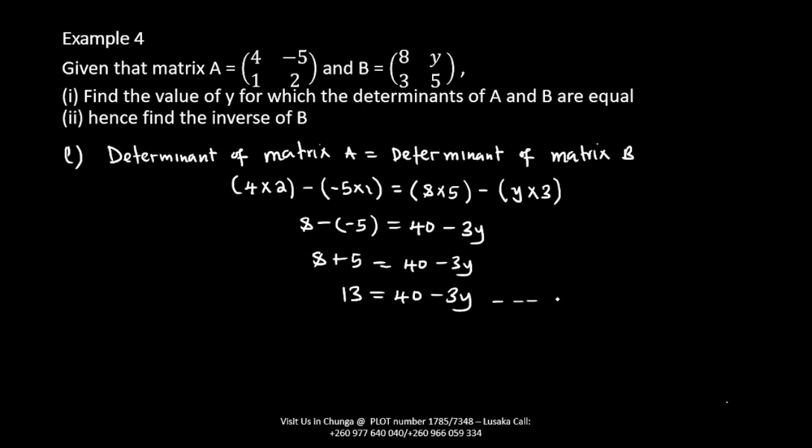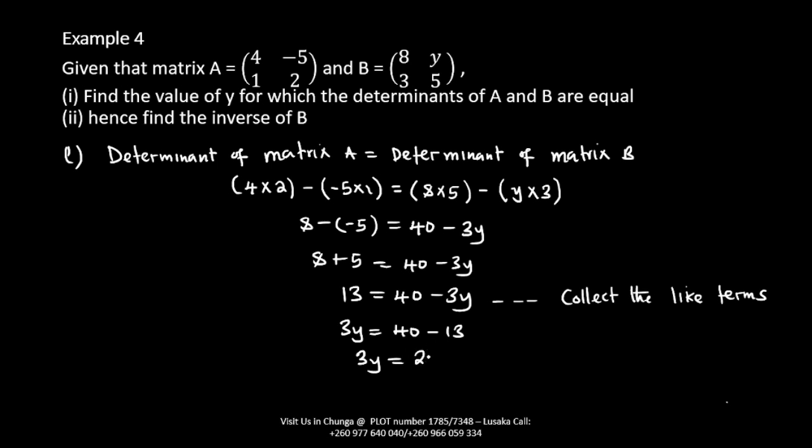Now, at this stage, what are we going to do? We are going to collect the like terms. So meaning when this 3Y crosses the equal sign, it will be positive. And when this 13 crosses the equal sign, it's going to be negative. So therefore we shall say that 3Y is equal to 40 minus 13.